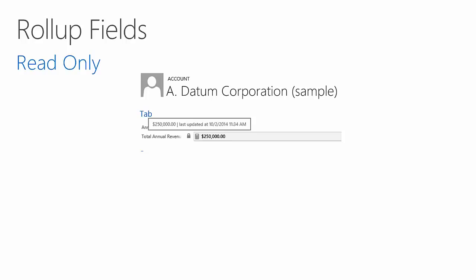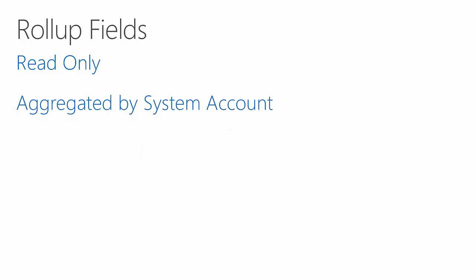To touch on some of the additional details about rollup fields, a lot of what has been outlined for calculated fields holds true for rollup fields. For instance, like calculated fields, rollup fields are read-only. We're aggregating data and populating the field with the aggregate of that data. Also, the aggregation of the data for a rollup field is done by the system account. Again, the system account has full permissions within Microsoft Dynamics CRM, so all of the data is rolled up and a user could potentially see more data than they have access to.